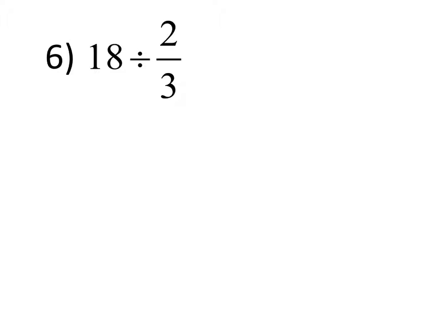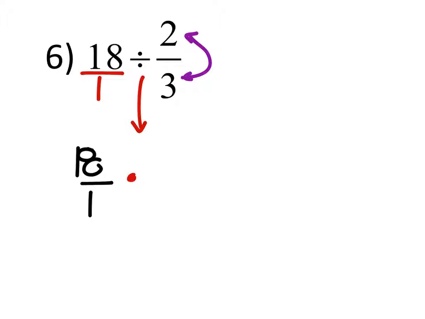This one's set up a little different because, again, 18, we wouldn't really consider a fraction, but it is. It'd be 18 over 1. So writing this as 18 over 1, once again, we'll change this to multiplication and reciprocate the divisor, so it'd be 18 times the second number, 3.